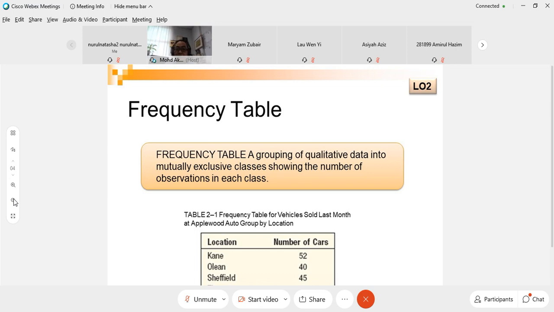Any question? Ada soalan tak? Okay, nak tanya Nur Mariam, ada soalan? Tak ada, Doktor. Doktor, ya, can you repeat? Tak berapa faham lagi.